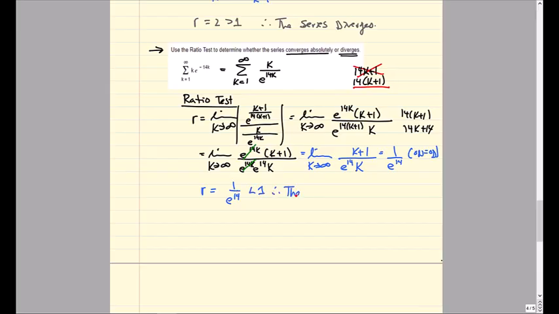Therefore, the series converges absolutely. So there's our conclusion. So a lot of simplification there.